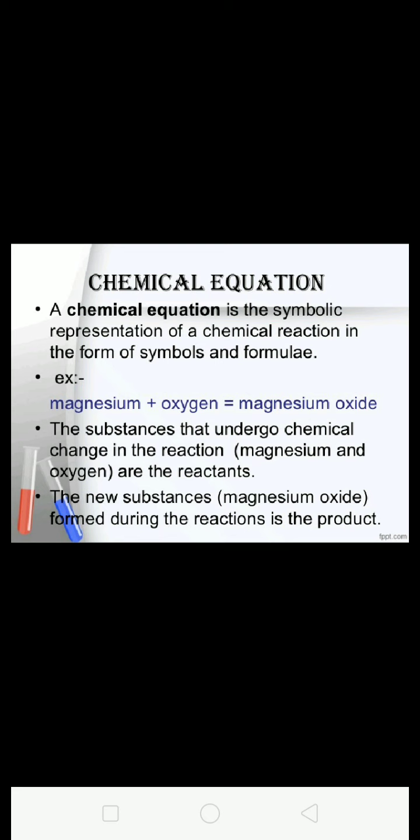Now this is too lengthy. Nowadays I can represent magnesium in terms of its symbol. A symbol is the shorthand representation of an element. Magnesium can be written as Mg, capital M, small g.